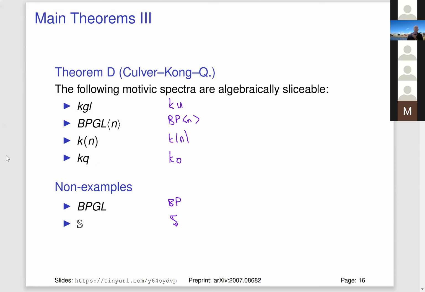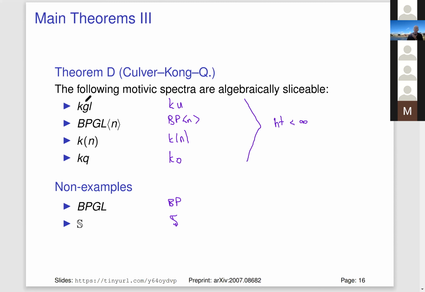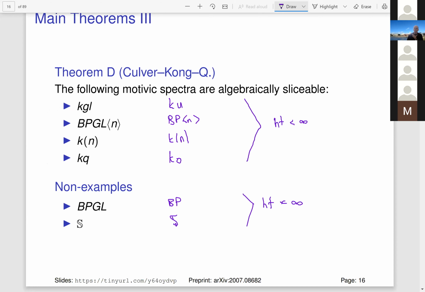Maybe one thing that I'll point out, because maybe we have some chromatic-minded people in the crowd, all of our examples of algebraically sliceable spectra are concerned with chromatic height less than infinity. So we have something like 1, n, and 1 here. Our non-examples concern all chromatic heights, so what you might write as height infinity. So there's an interesting connection between the chromatic height of a motivic spectrum and whether or not it's algebraically sliceable. I'll maybe say a word about this in a few minutes.